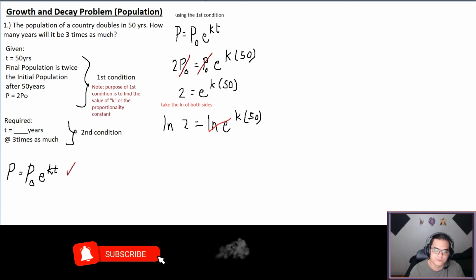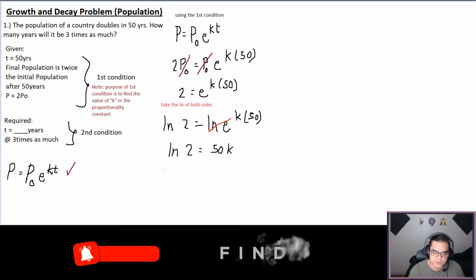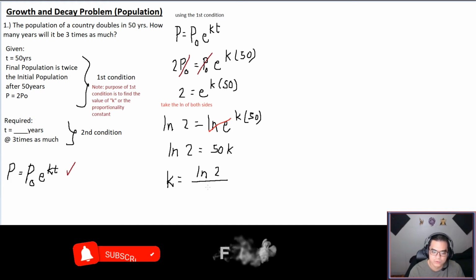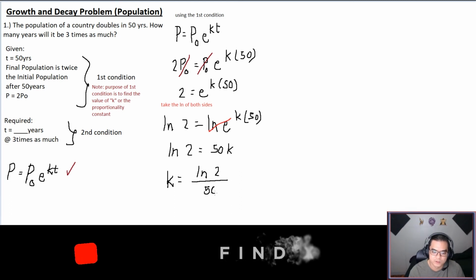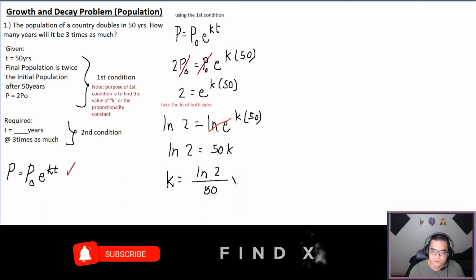Therefore, you will be left with ln 2 will be equal to 50k. And then finding the value of k, you'll have here k is just equal to ln 2 all over 50. So this will be the value of k.